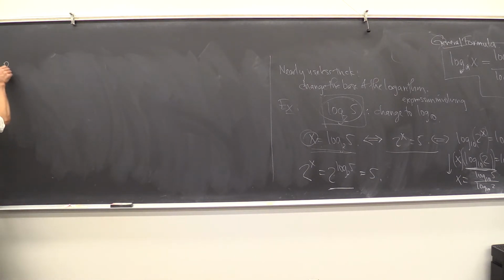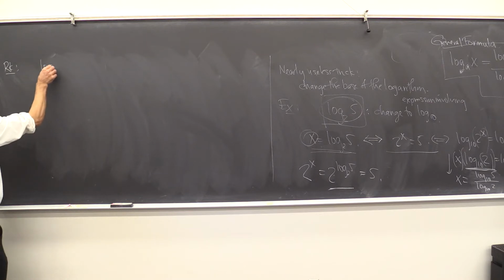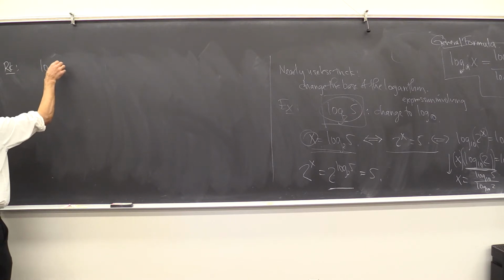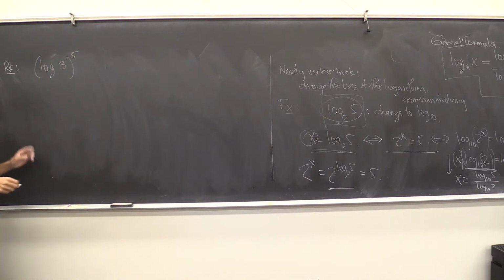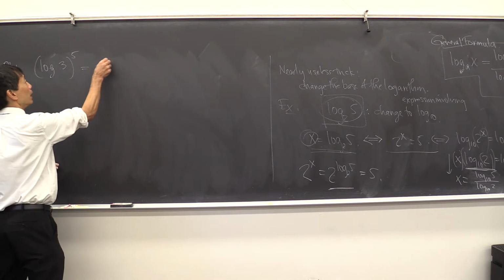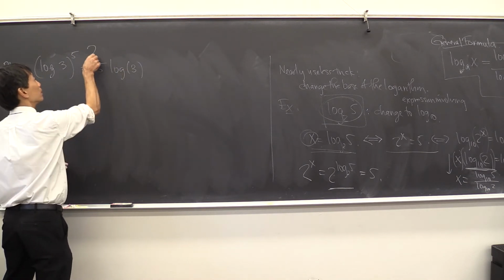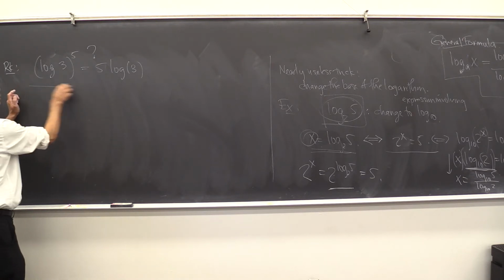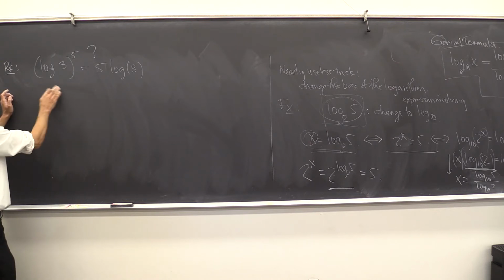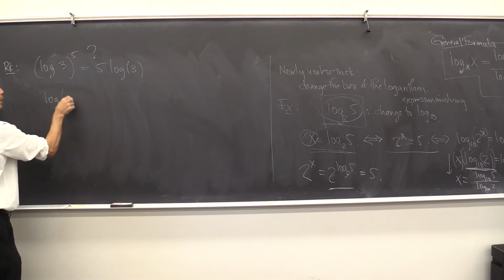Okay, let me just make one comment. If I have log of the quantity to the 5th power, is that 5 times log of 3? No. People sometimes make this easy mistake. We have this property, log of something to a power.